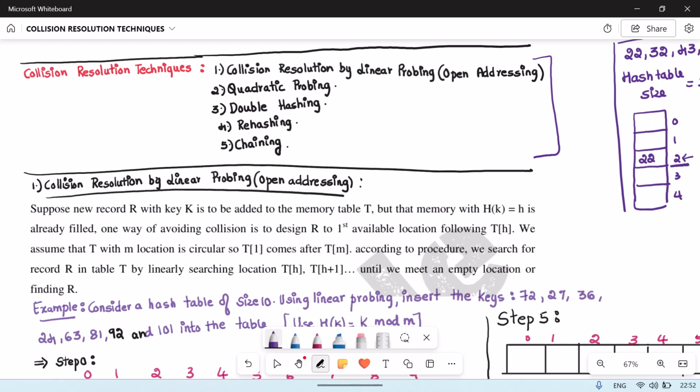The first one is collision resolution by linear probing, and the second one is quadratic probing. Third is double hashing, fourth is rehashing, and fifth is chaining. When you look at the old question papers of data structures, when the topic of hashing is involved, usually there will be a question on collision resolution. So you have to learn these techniques. Not only should you understand the concept, you should also know how to resolve the collision manually using all of these techniques.